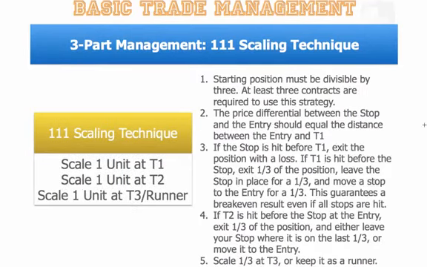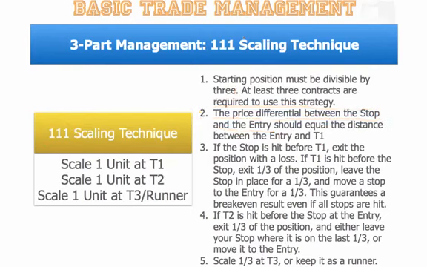So let's look at the rules for implementing a 111 scaling technique. First of all, again, it's a 3-part scaling technique, and it's 1 unit, 1 unit, 1 unit. So you need at least 3 contracts to start, or you need a starting position that is divisible by 3. Next, the differential between the stop and the entry should be equal to the distance between the entry and T1. The first 3 scaling techniques are all the same in this regard. The stop to the entry should equal the distance from the entry to T1.